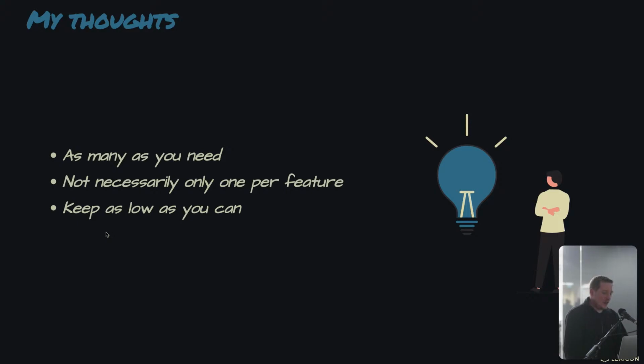All right, it was somewhat of a trick question. There isn't a number. It's as many as you need to feel confident that you're releasing your features as you need to. I will add that I don't think you necessarily need one per feature. It's the granularity that you're going to need to turn things on and off. It's a case by case, but keep it as low as you can.